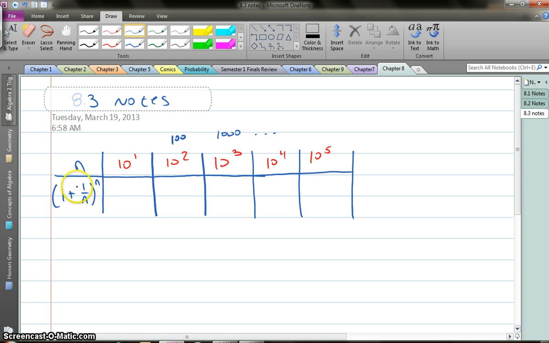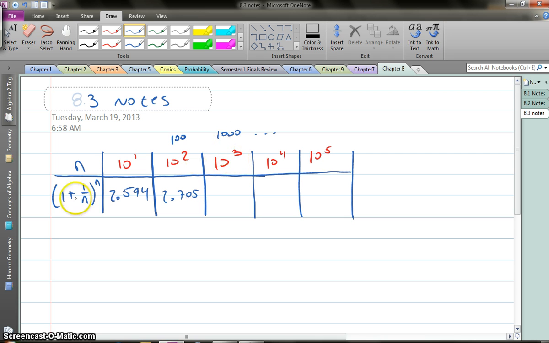If you put this in your calculator and go 1 plus 1 over 10, all raised to the 10th power, it gives you 2.594. Then we start getting bigger. Now we go 1 over 100. Again, this fraction's getting smaller, but my exponent's getting bigger. You get 2.705. Now, this is a little weird, so put it in your calculator if you don't believe me.